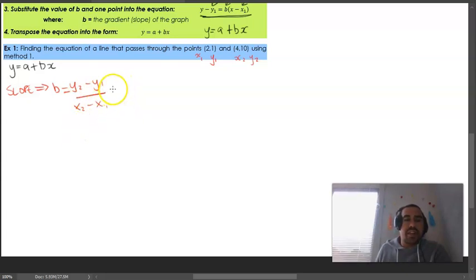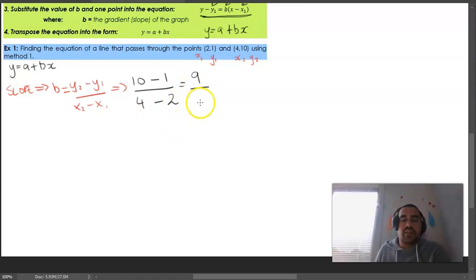So it just makes it easy for us to determine which values we have to substitute in. Our y2 in this case is 10 minus our y1 value, which is 1, over our x2 value, which is 4, minus our x1 value, which is 2. 10 minus 1 is 9, and 4 minus 2 is 2. So 9 over 2, as a decimal, is just 4.5.